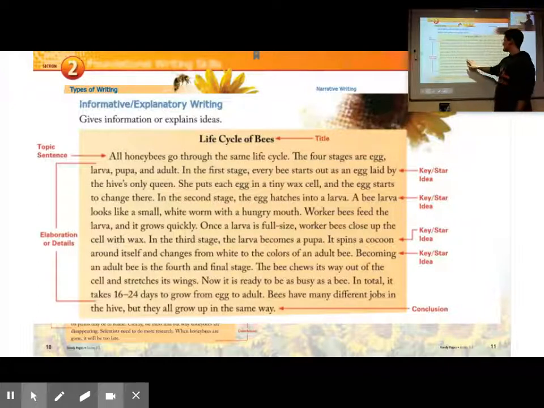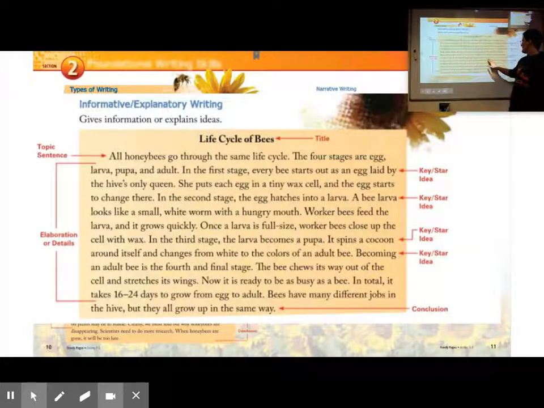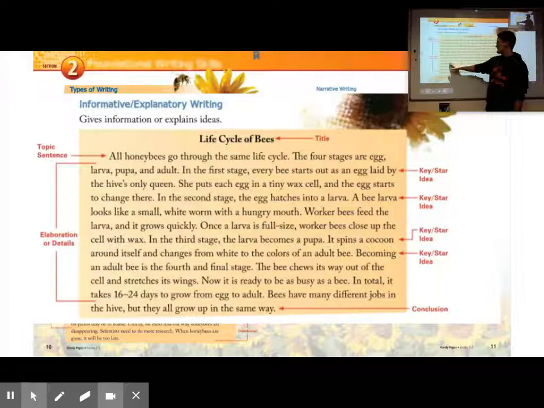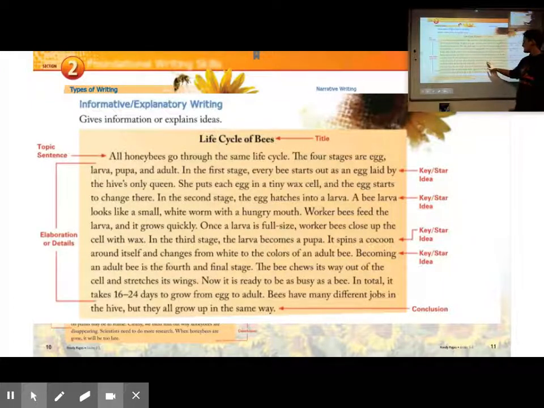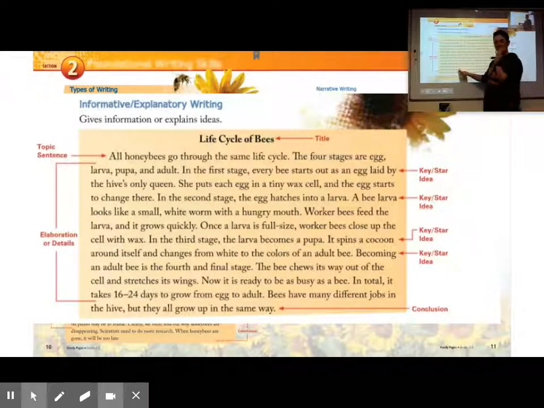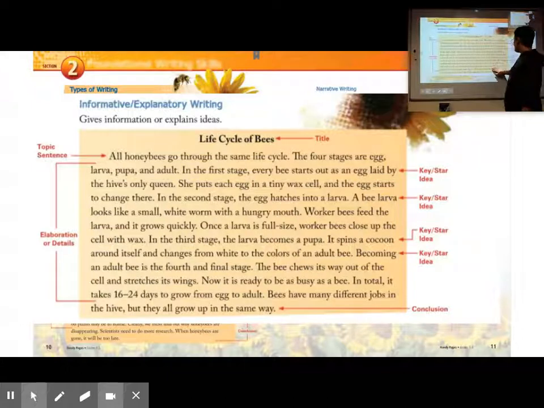In the third stage, the larva becomes a pupa. It spins a cocoon around itself and changes from white to the colors of an adult bee. Becoming an adult bee is the 4th and final stage. The bee chews its way out of the cell and stretches its wings. That sounds like a terrible first meal to me, but I won't judge. Now it's ready to be busy as a bee.